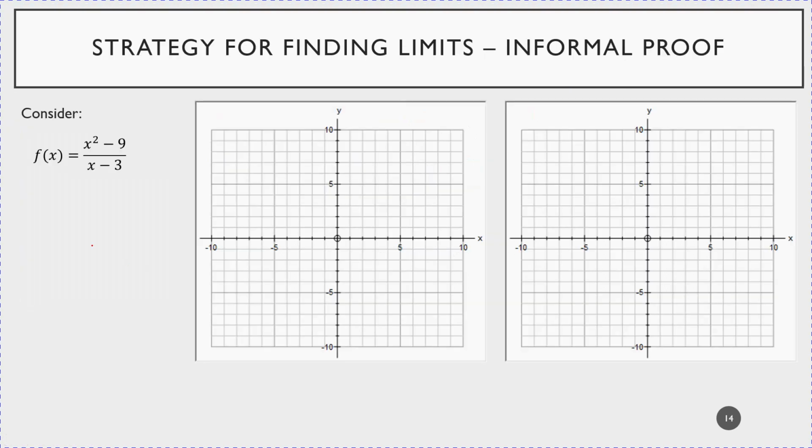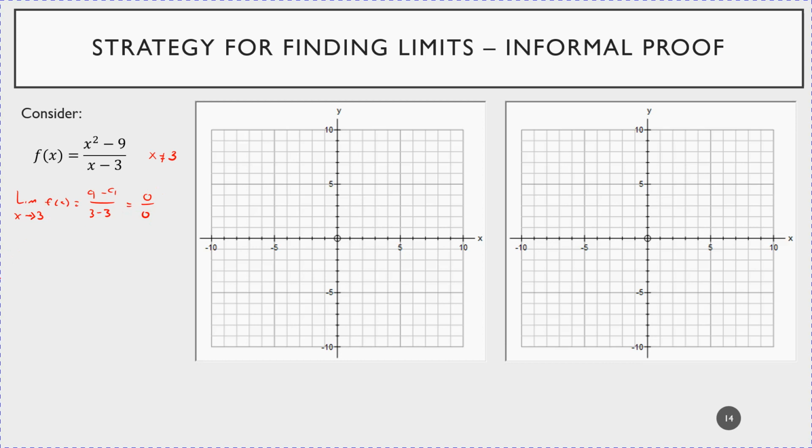So let's consider this function. f of x is equal to x squared minus 9 divided by x minus 3. Look, you can see here that x cannot equal 3. So if I ask you to find the limit as x goes to 3 of f of x, well, you'd get 3 squared minus 9, so 9 minus 9 over 3 minus 3. You get this thing that looks like 0 over 0. This is what's called indeterminate form.